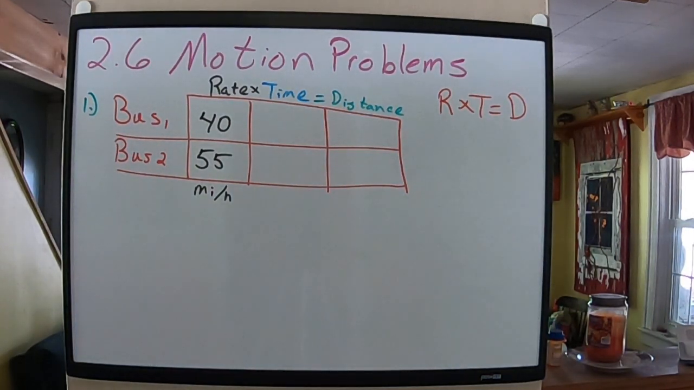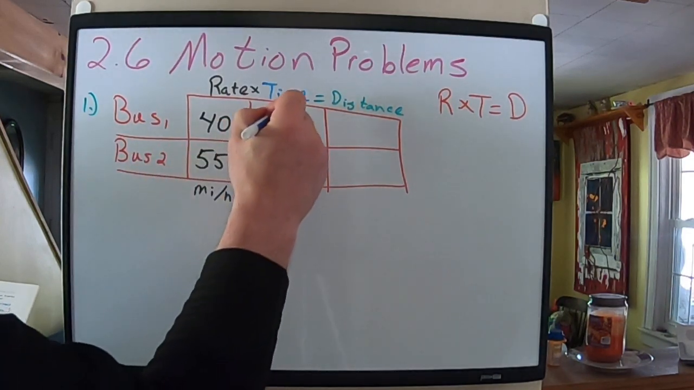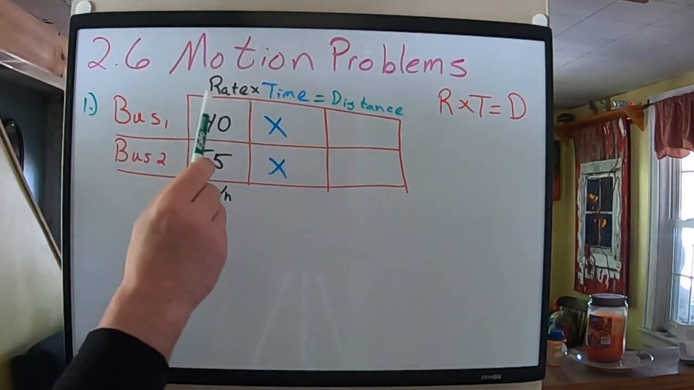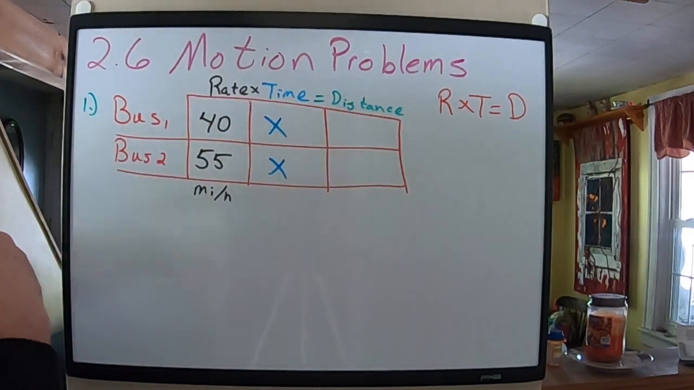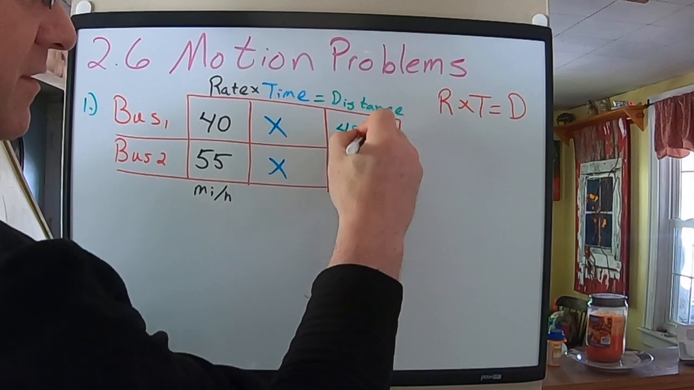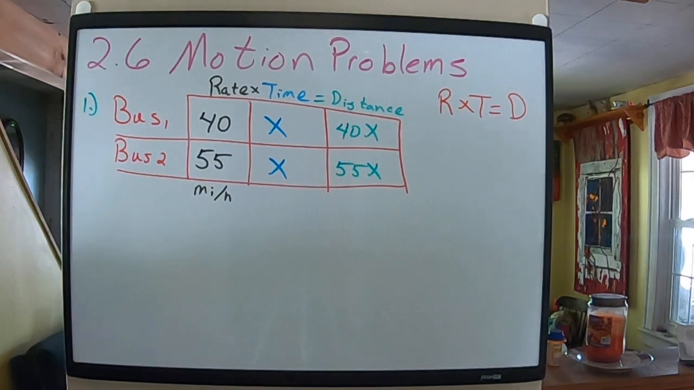So, let's see. We don't know how long they took, but we know they both traveled for the same amount of time because they started at the same time, toward each other. So we're going to call time x for both of them. And remember, rate times time equals distance. So we're not going to worry about numbers for distance. We're going to say these multiply, giving you 40x for that expression and 55x for this expression.